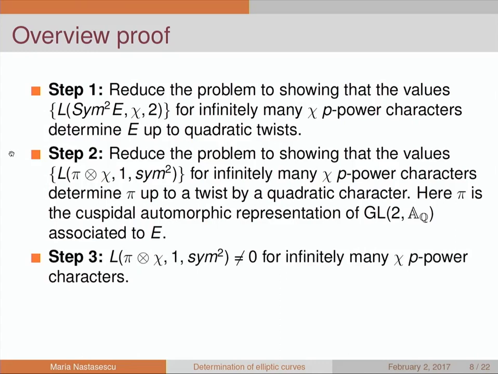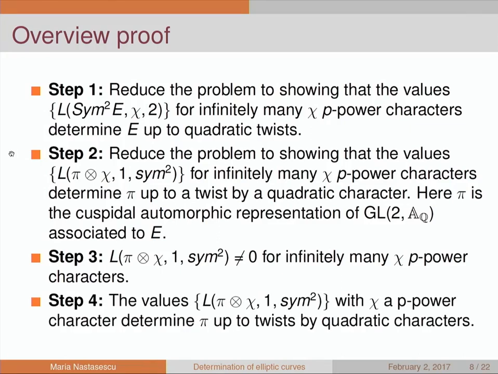So then I want to actually show this. I want to show that the symmetric square L function of pi twisted by chi is non-vanishing for infinitely many p power characters chi. And then I want to show that the values actually determine pi up to twist by a quadratic character. Okay, so these are the main steps of the proof. Are there any questions?